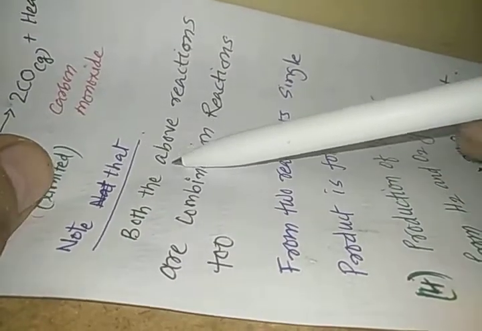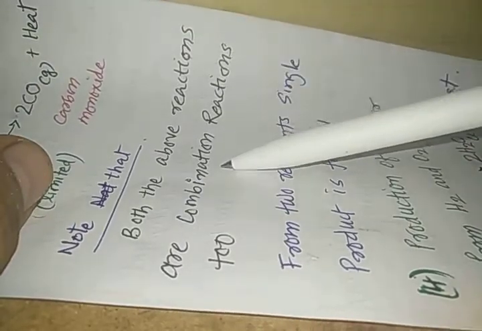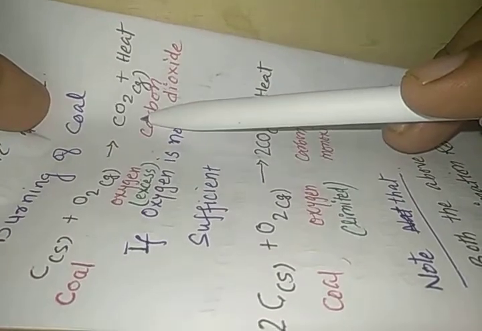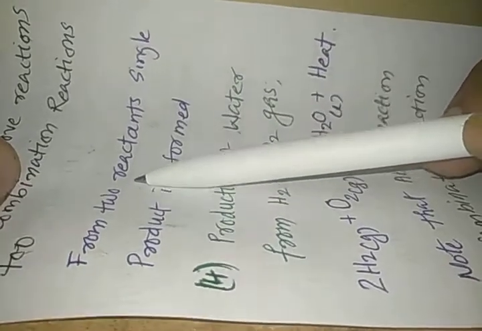Note that both the above reactions are combination reactions too. You can see that two reactants combine to give one product, two reactants combine to give one product, and that is why these reactions are combination reactions too. From two reactants a single product is formed, and that is why we can say the reaction is a combination reaction.